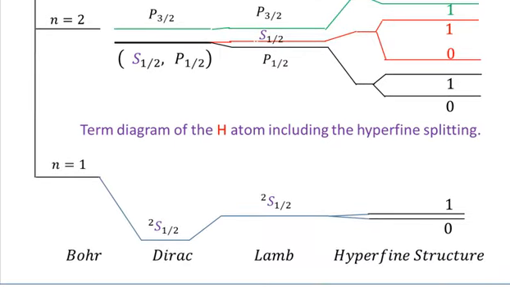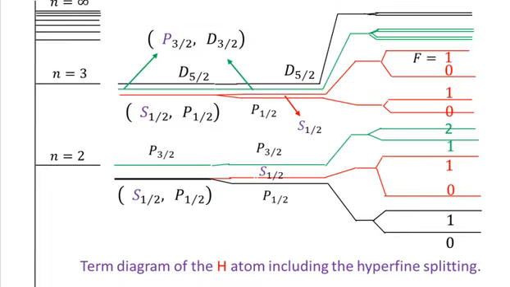Then I have the Dirac model. You know that in the Dirac model, or you can say that this is the LS coupling model, here this is the fine structure model. And in the fine structure model, you can see that the level n is equal to 2 is split into two levels. One level is represented by P3 half shown in green, and the other level is represented by S1 half and P1 half.